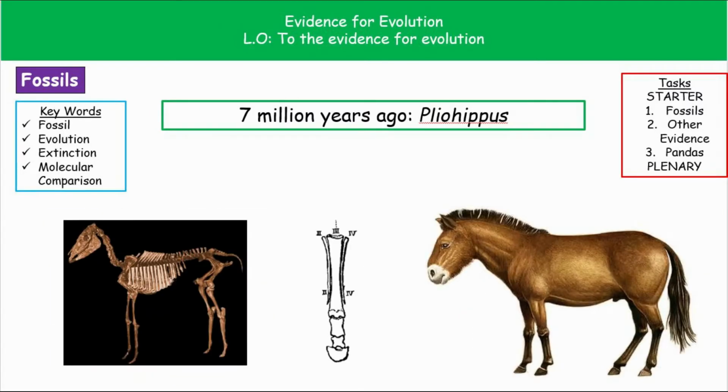A slightly bigger jump in time to just 7 million years ago now, and we find Pliohippus. So we can see Pliohippus on the right, and it looks kind of like our modern day horses. A little bit different, but much similar. You'd probably be able to look at that and say, well, yeah, it's a horse. But the biggest change, if we have a look at the foot, it's gone from having those 3 toes down to just that single hoof. So we've seen a big change in the shape of their feet.